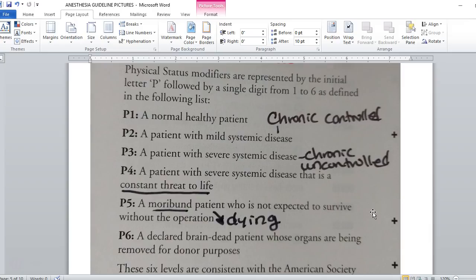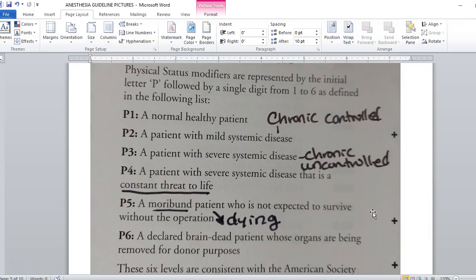A P2, the mild systemic disease, is like a chronic disease that's controlled. Controlled asthma, controlled hypertension, controlled diabetes. Again, controlled by either diet or exercise or medication or another type of treatment. A P3, severe systemic disease, is multiple chronic conditions and chronic conditions that are uncontrolled. So again, uncontrolled hypertension, uncontrolled diabetes.